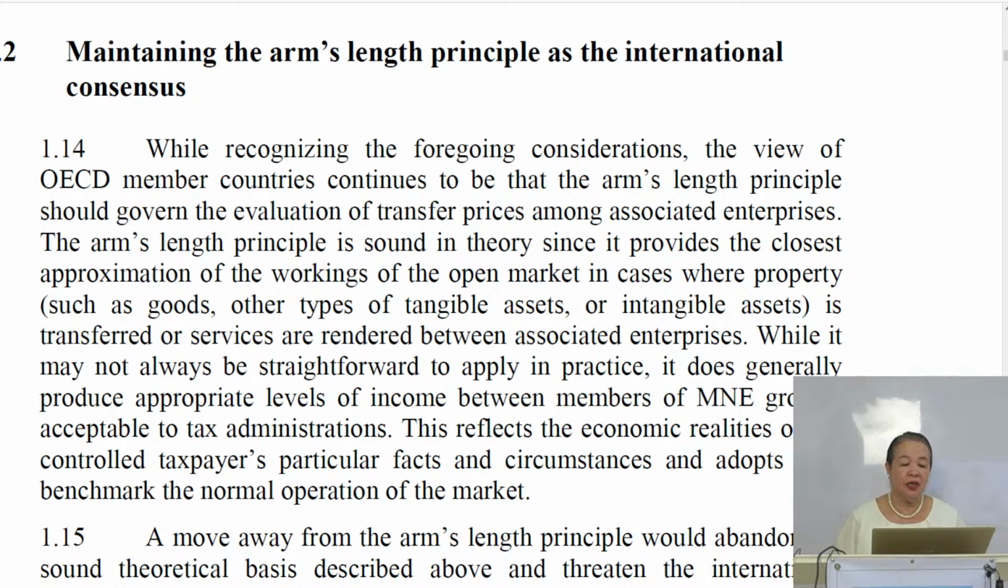And what is that? Section 50 of our National Internal Revenue Code gives authority to the commissioner to perform three things: allocate, apportion, and distribute income and expenses if he sees that it is important for the computation of tax, to avoid tax evasion.